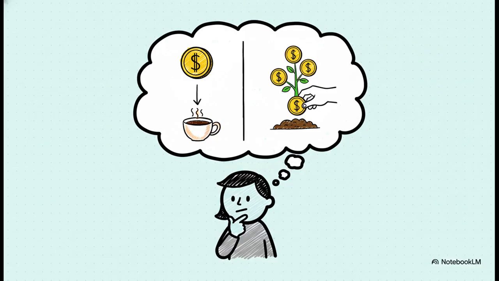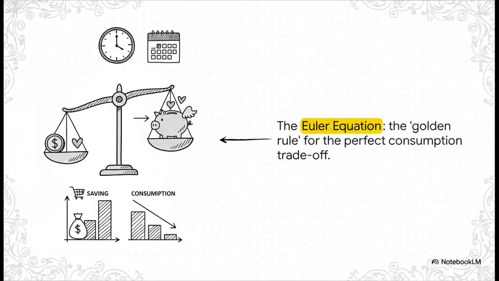You might not even realize you're doing it, but you're constantly making this little calculation in your head. What's going to bring me more genuine satisfaction? Spending $1 right this second, or saving that $1, letting it grow with interest, and spending a little more than $1 tomorrow. And believe it or not, there's actually a mathematical formula for finding that perfect balance. It's called the Euler equation.